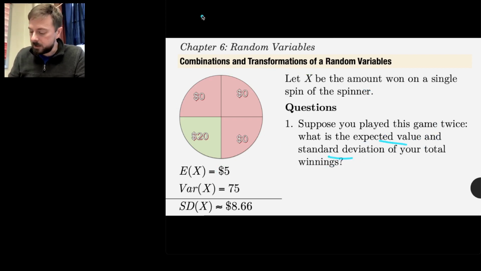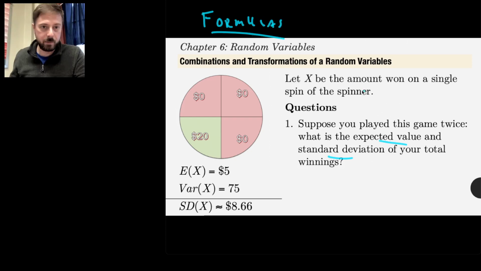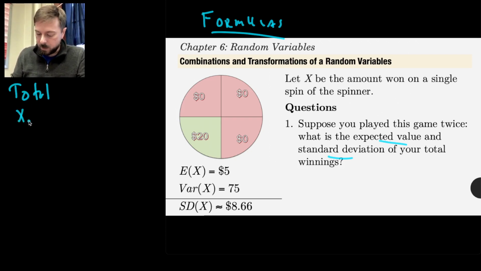Now, what we're going to learn today is that there are some formulas that would make this problem very, very easy, but we don't know those formulas yet. So we're going to learn them today. But how would we do it if we didn't know the formulas? Well, if we play the game twice, we could come up with the PDF of that distribution, where we could talk about some total, and that total would simply be what you won the first time plus what you won the second time. So I could call that x1 plus x2.